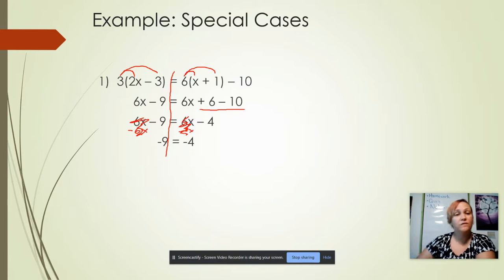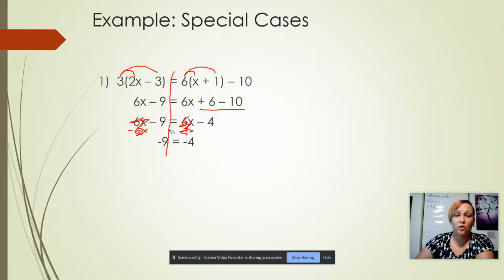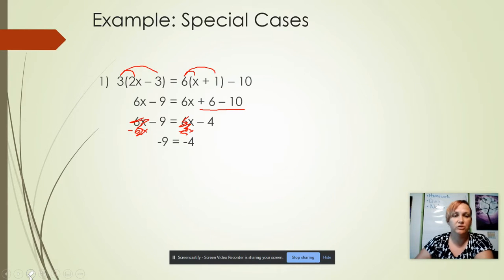If all of the variables cancel out, and notice that when they cancel out, we now have no more variables in the problem, right? It's just numbers, no more variables. So I can't even solve for x because there's no letter x, all right? So that's how you know you have a special case.